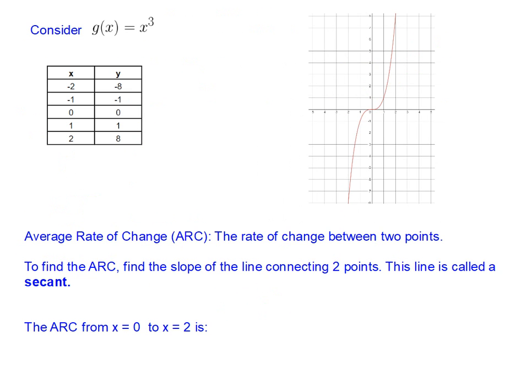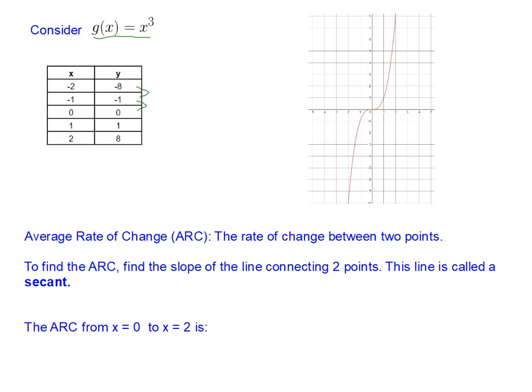So what I want you to do now is to think about, what does it mean to talk about a rate of change when we're talking about this function here, g of x equals x cubed. So I've created, again, a table for you and a graph to see what that looks like. And again, if you look at the table here, we can go ahead and try to find a rate from the table.